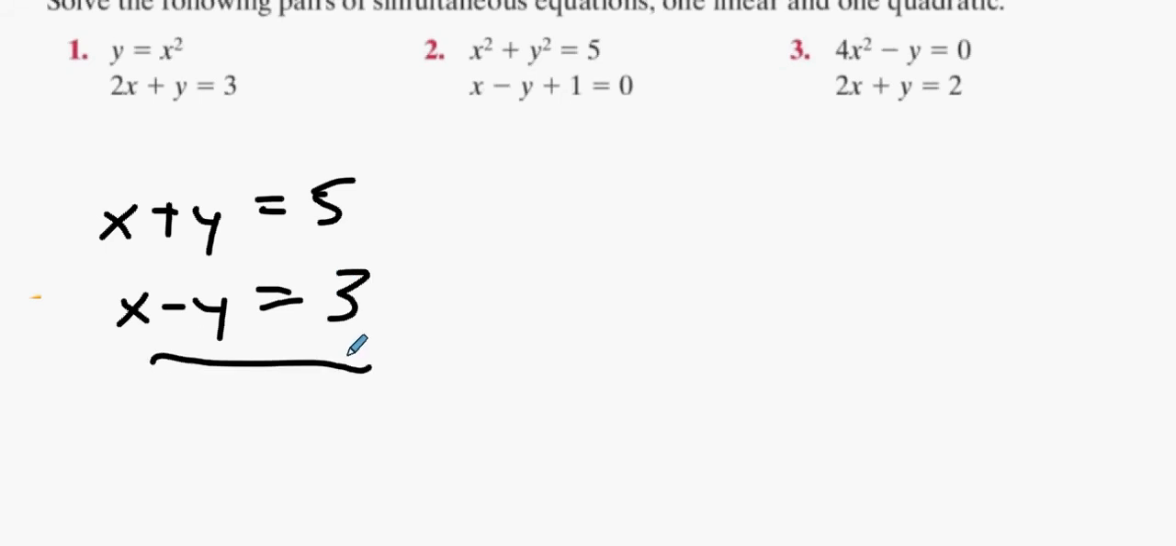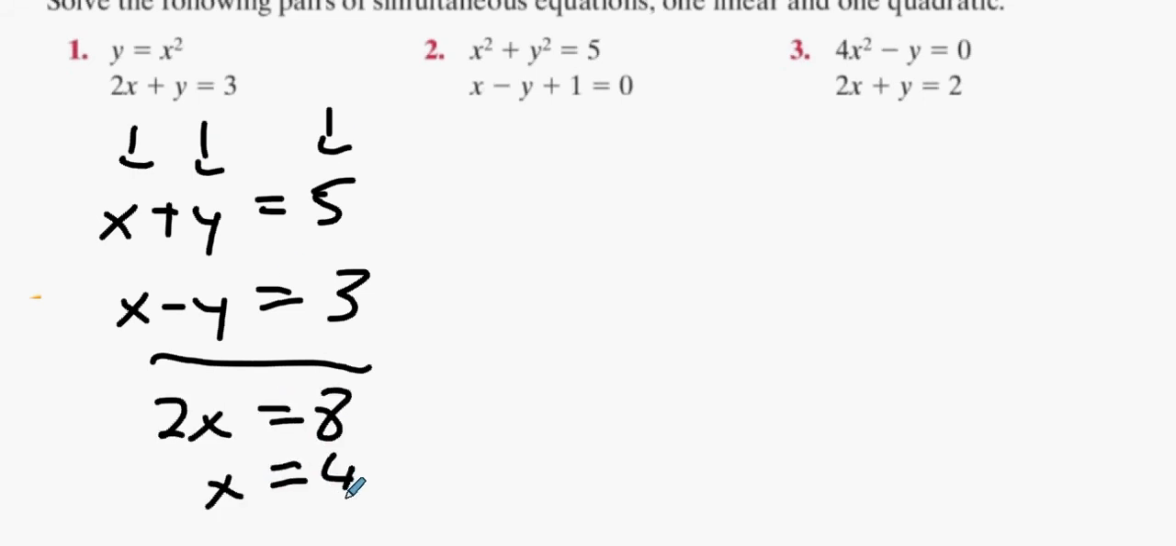Everybody remember how to do them? You add them straight downwards, don't you? You get 2x equals 8, and then you get x equals 4. Is that okay with you guys? So you are able to do these, no questions asked. They're pretty easy for you, no bother.